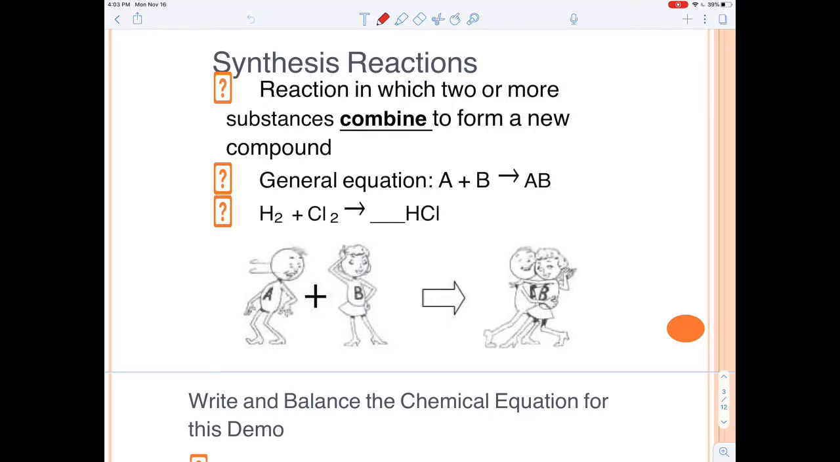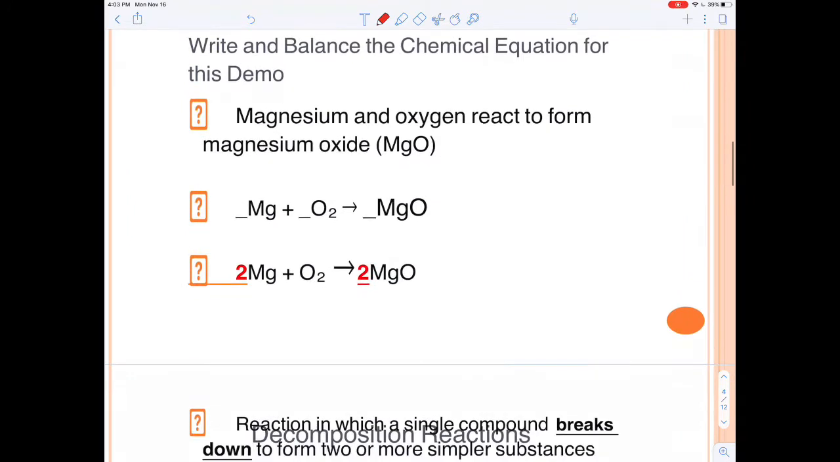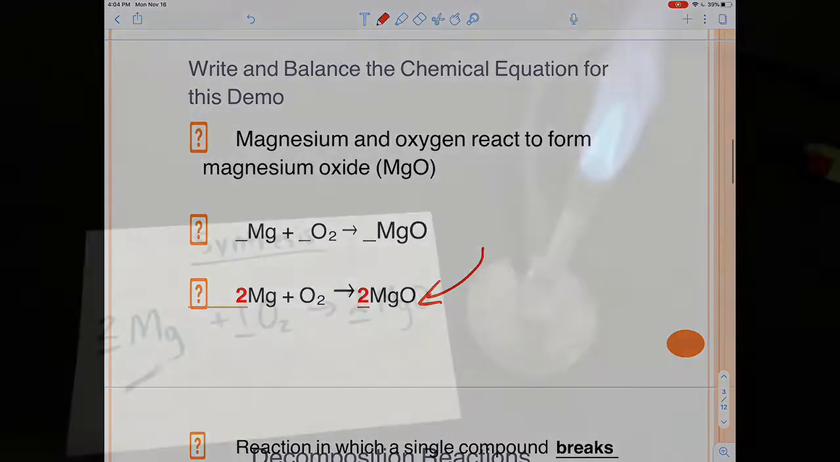We'll start with synthesis. Synthesis is when 2 or more substances combine to form a new compound. So here we have A plus B forming AB. If you want to balance this, we're going to put a 2 here. So here I'm going to combine magnesium and oxygen. The balanced equation is here.